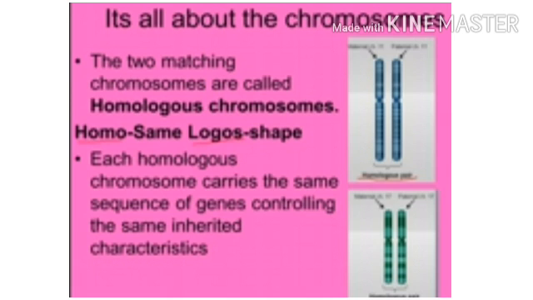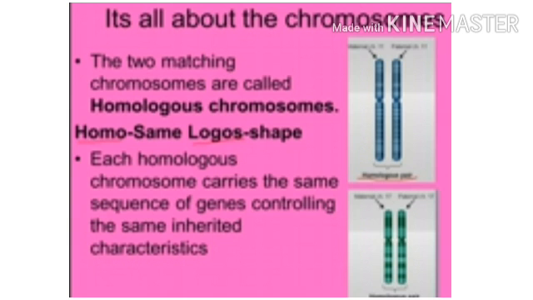The two matching chromosomes, that is the two similar chromosomes, are known as homologous chromosomes. So here homo means the same and logos means the shape. The two chromosomes which are similar in shape as well as in size are known as homologous chromosomes. Each homologous chromosome carries the same sequence of genes controlling the same inherited characters.